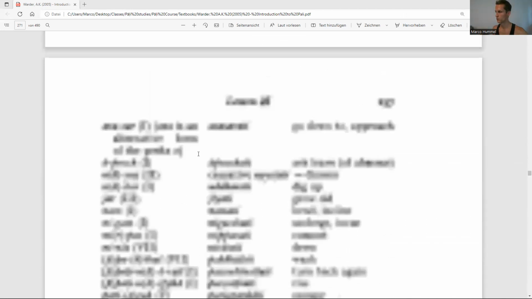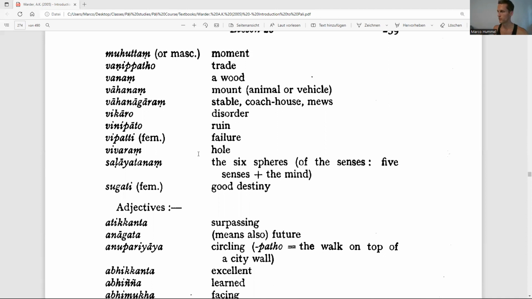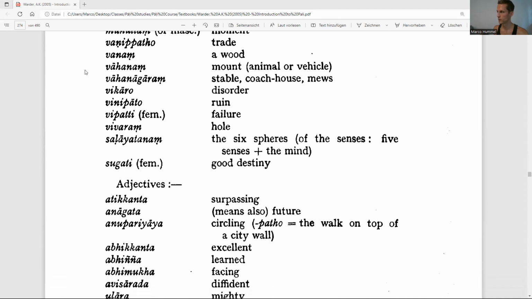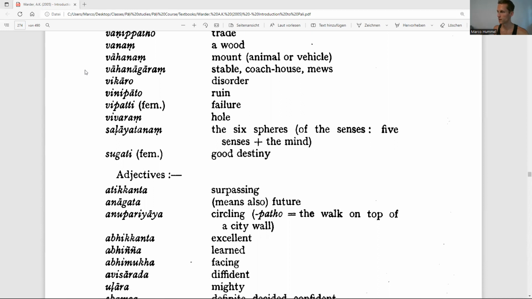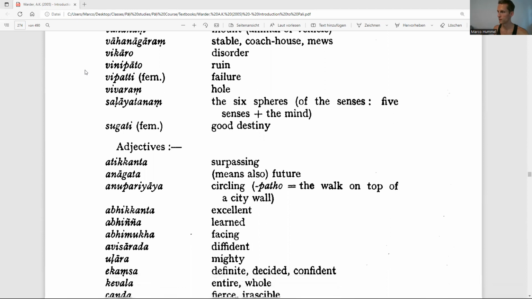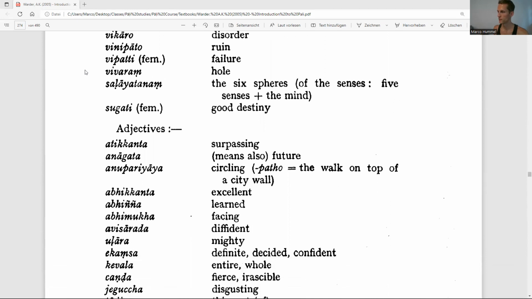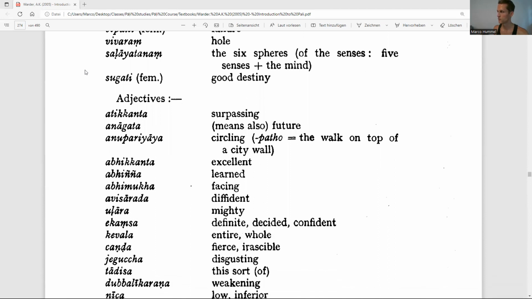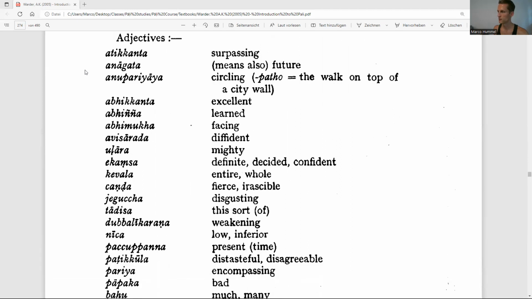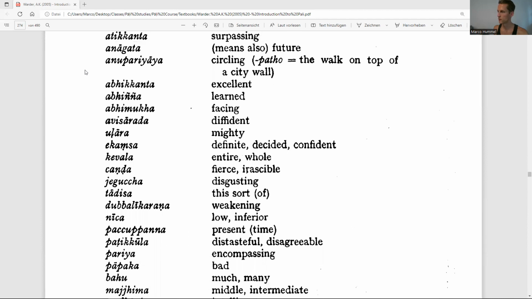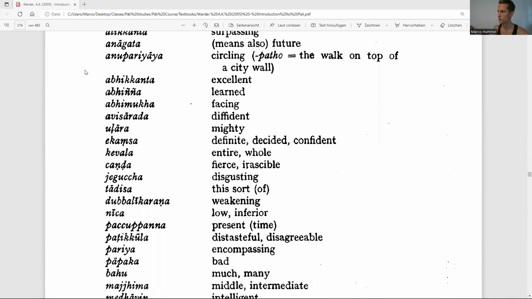Okay, we move on to a little bit of vocabulary. Muhutang, moment, so neuter, but it can also be masculine. Vanipakto, trait. Vanang, a wood. Vahanang, a mount or mount animal or mount vehicle. Vahana garang, stable, coach house or mews. Vicado, or disorder. Vinipato, ruin. Vipati, failure. Vivarang, whole. Salayatanang, the 6 spheres of the senses, 5 senses plus the mind. Sukati, a good destiny. Adikanta, surpassing. Anagata means also future. Anupariyaya, circling, and Anupariyaya Pato, the walk on top of a city wall.